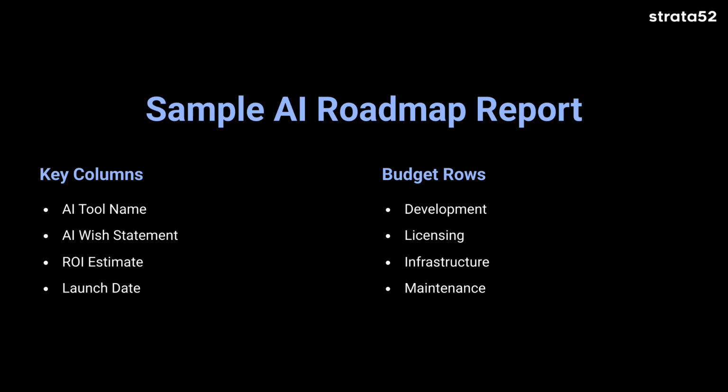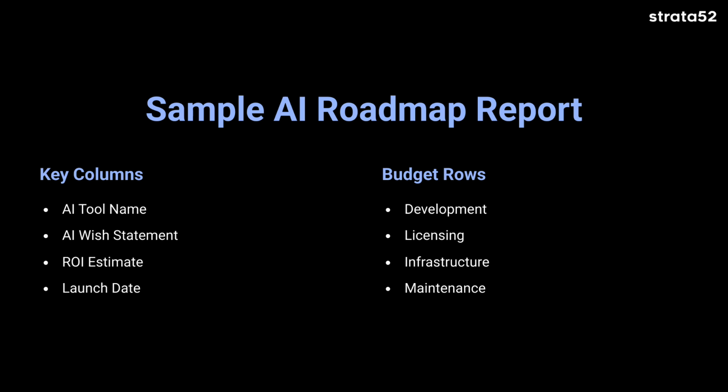Picture a spreadsheet with multiple columns and tabs, each capturing a key aspect of the roadmap. For example, we will have the AI tool name, a brief identifier like invoice automation bot or predictive sales model. We'll also have the AI wish statement, the wish statement or statements that inspired each tool. We'll have an ROI estimate that we derived from our value analysis, that is the anticipated cost savings or the revenue gains, often expressed as a percentage or a payback period.